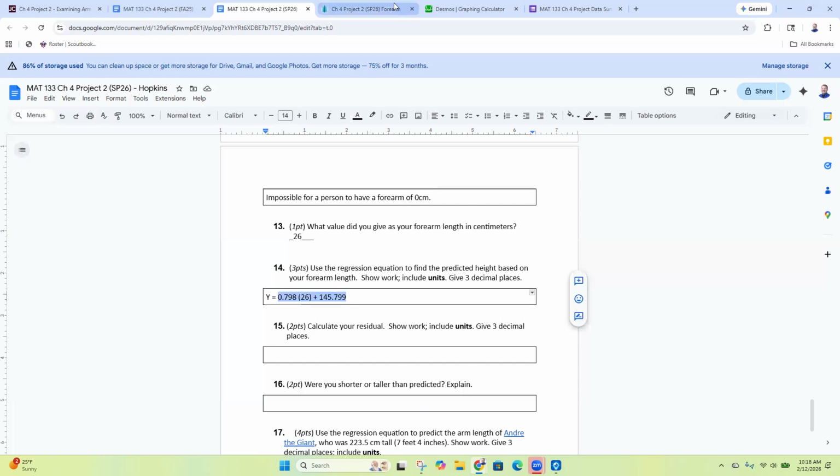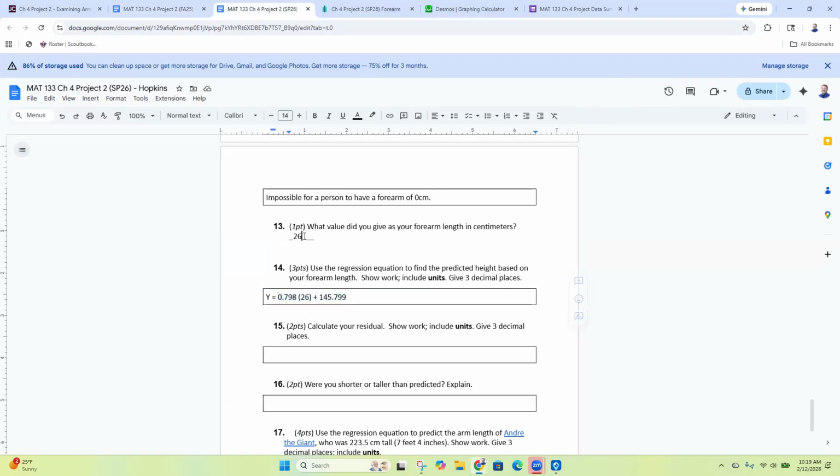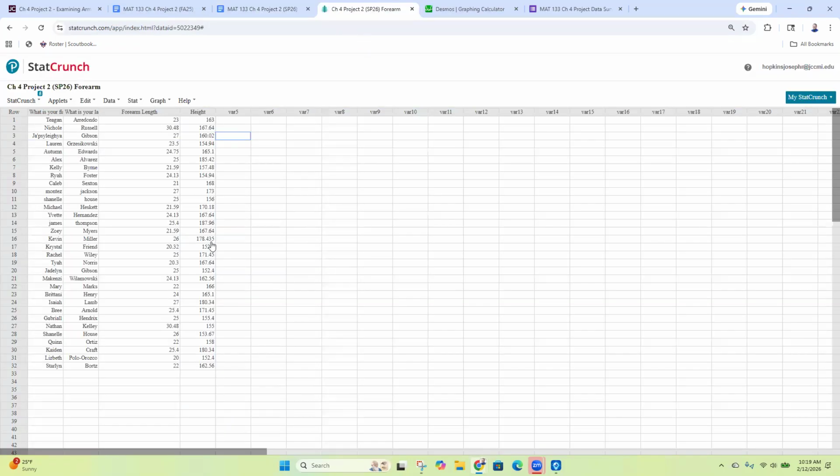Now yours is obviously not 26. Yours is probably a different forearm length. I guess I should have used a longer one because I said my arms are monkey arms, so I should have done like, I don't know, 30. Sure, I'll put in 30. I don't have a tape measure at my desk. Yeah, 30. We do have a 30 in here, so okay, I'm not outrageous.